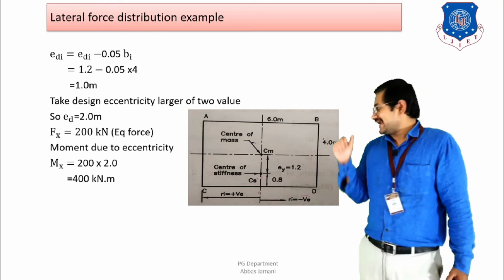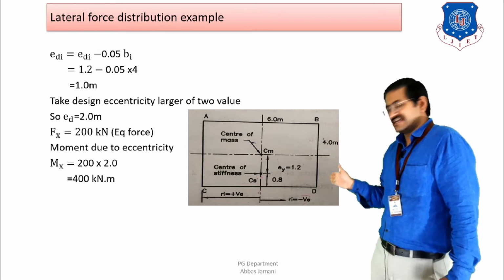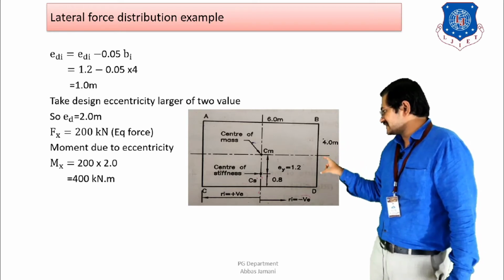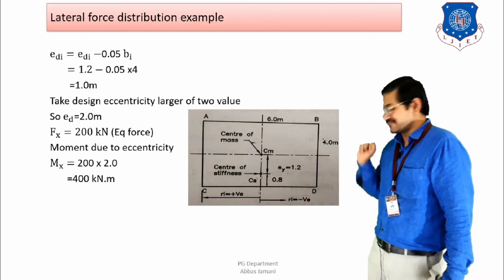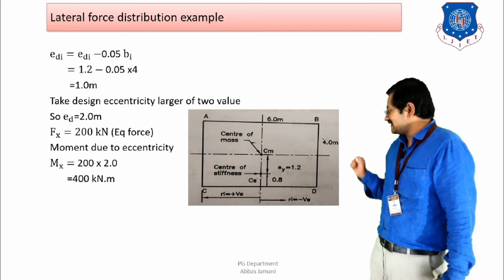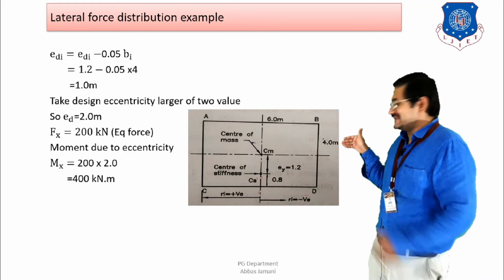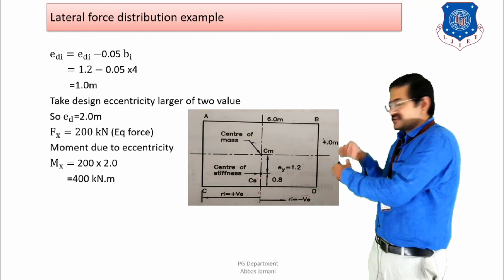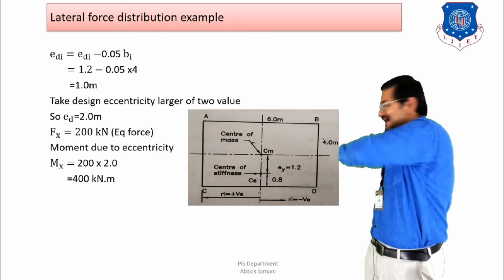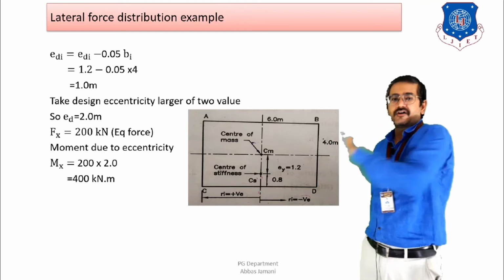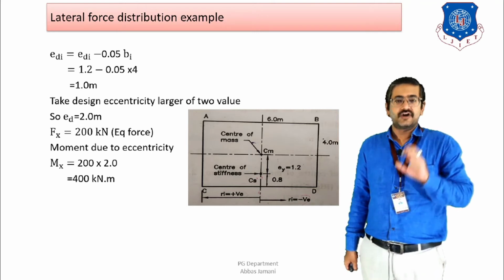Right? And as you can see in the figure over here, the center of mass is shown, the center of stiffness is shown, and the distance between the center of mass and center of stiffness is also shown, which is known as the eccentricity, equal to 1.2. So what is going to happen is that now the load is going to be applied in this direction and the eccentricity is applying in this direction. So due to this, there is going to be a moment, and due to this moment, the twisting of the plan, or the torsion in the plan, is going to be there. So what will be that moment?